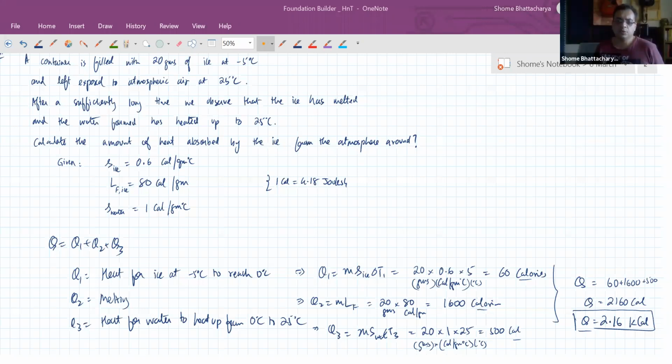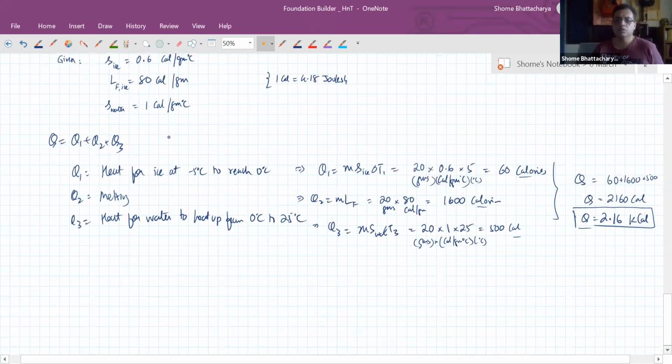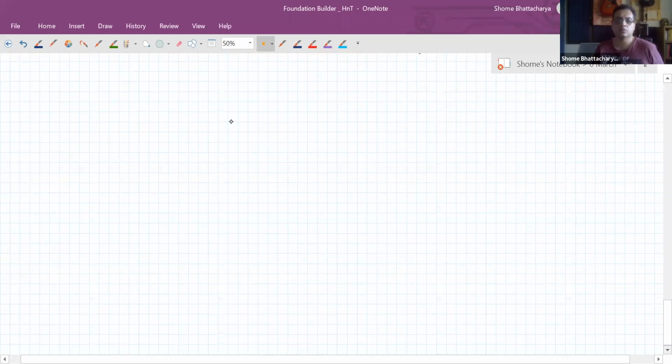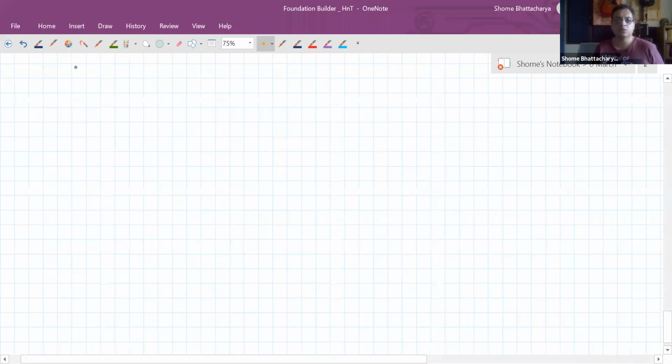Okay, so that's fine. So anyway, I hope this question is clear. And the concept of the calculation of both specific heat capacity based heat absorbed or heat supplied, as well as latent heat based calculations, they're both clear. Now from this, we move on to what is called the principle of calorimetry.